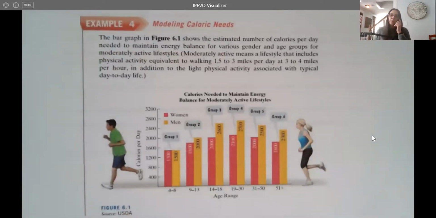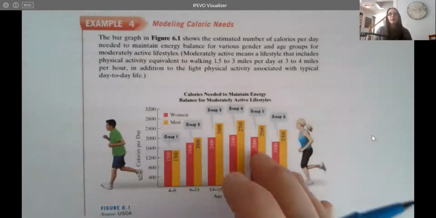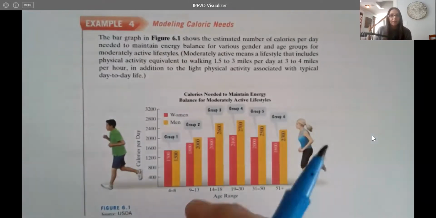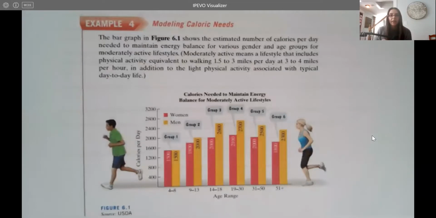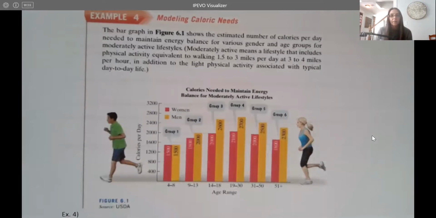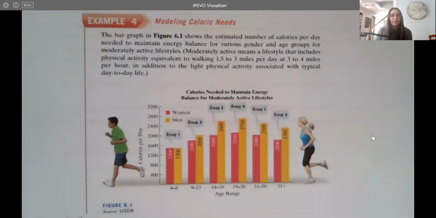So here we have an example from your text, and I just copied it into the handout to make it a little bit easier to talk about. It says, the bar graph in the figure shows the estimated number of calories per day needed to maintain energy balance for various gender and age groups for moderately active lifestyles. So moderately active lifestyle means a lifestyle that includes physical activity equivalent to walking 1.5 to 3 miles per day at 3 to 4 miles per hour.